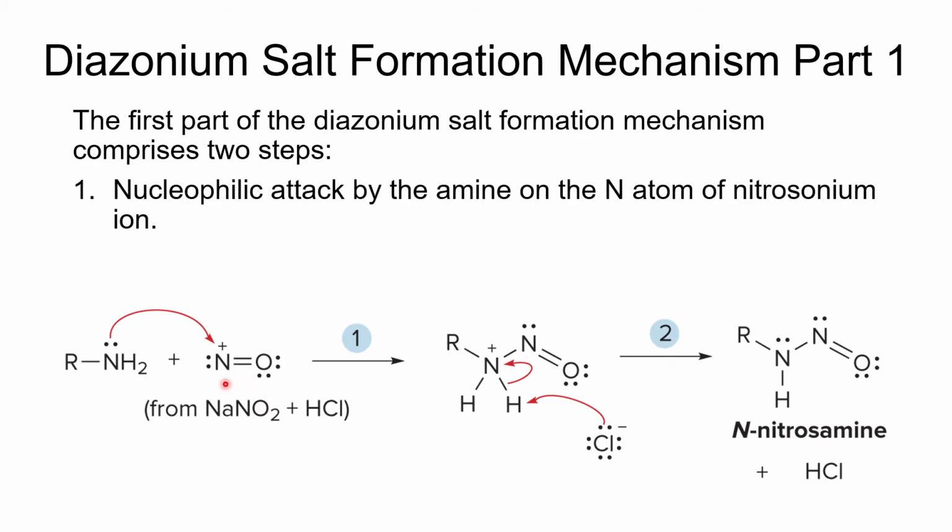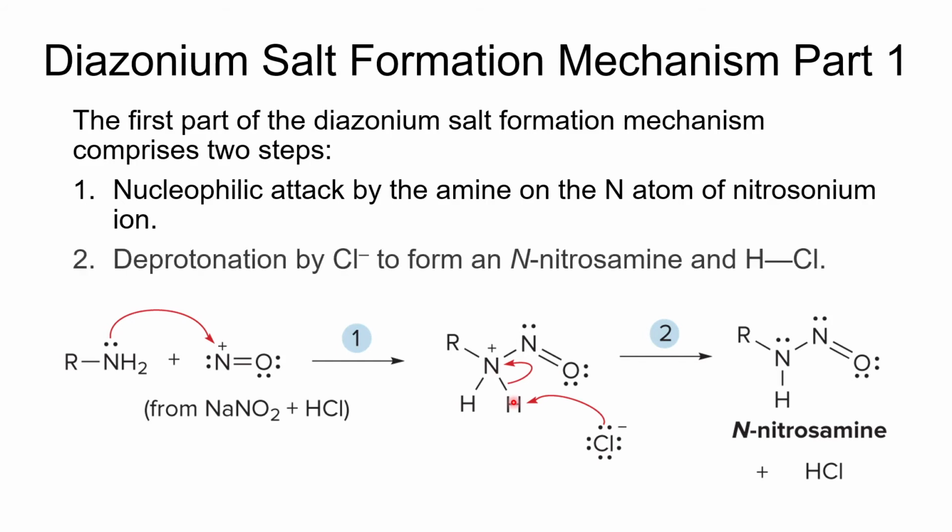So we get nucleophilic attack of the amine on that nitrosonium ion. That gives us this intermediate, which we need to deprotonate to give us this N-nitrosamine. And if we started off with a primary amine, then we should still have a hydrogen here. If we start off with a secondary amine, then we're going to have an alkyl group there, and that's where it's going to stop. But for the primary amine, we have a couple more steps.